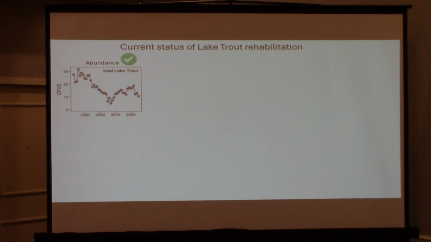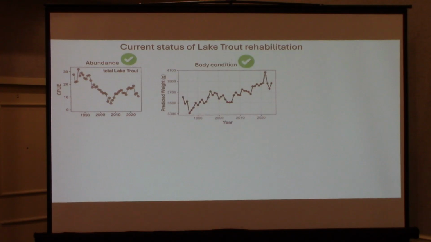The current status of lake trout rehabilitation in Lake Ontario: we've managed to rebuild the stock. This is a graph of abundance throughout time, and you can see it might look like it's declining, but that's just because stocking levels have changed throughout time to maintain forage base. So overall, there's an abundant stock.